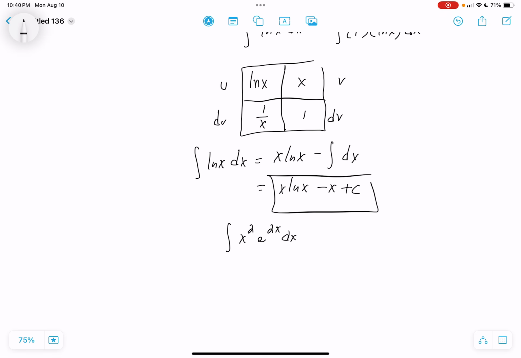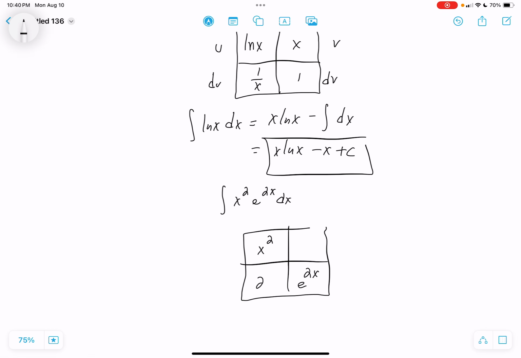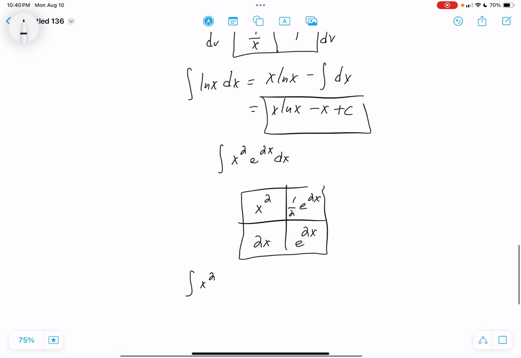Well, this is what I call repeated integration by parts. I'm of course going to start. X squared is here. It's algebraic. It takes precedence. Here's my exponential. Derivative of x squared is 2x. Integral of e to 2x, 1/2 e to 2x. So the integral of x squared e to the 2x dx is equal to 1/2 x squared e to the 2x minus the integral. Now notice 2 times 1/2 is 1. So x e to the 2x dx.